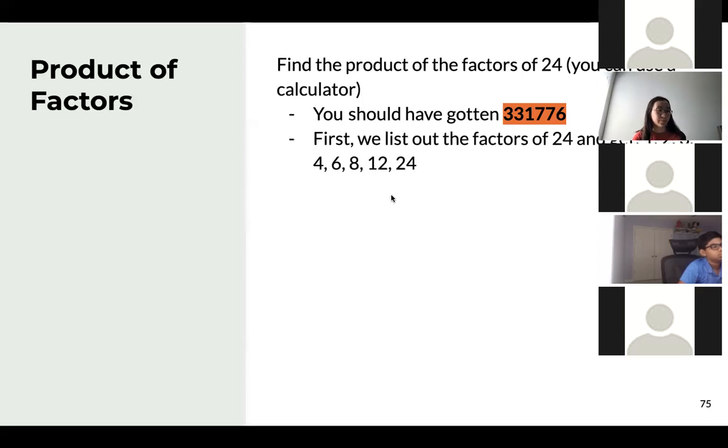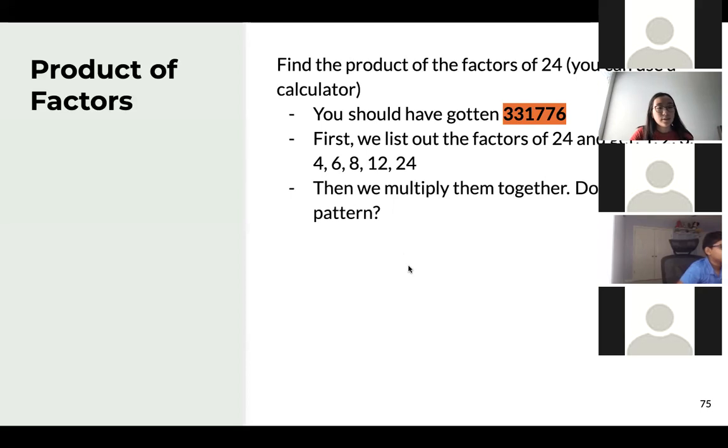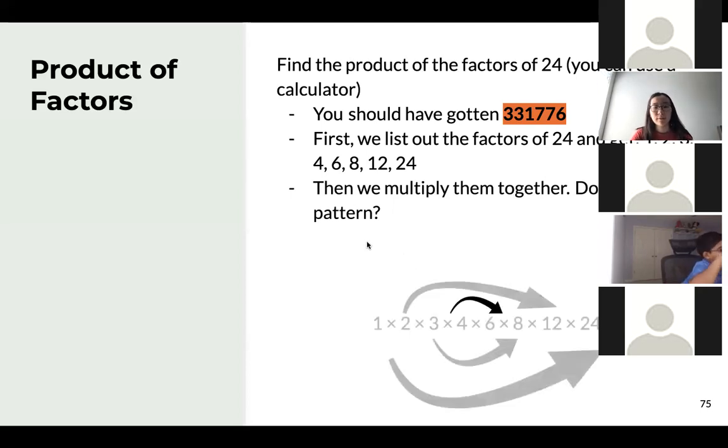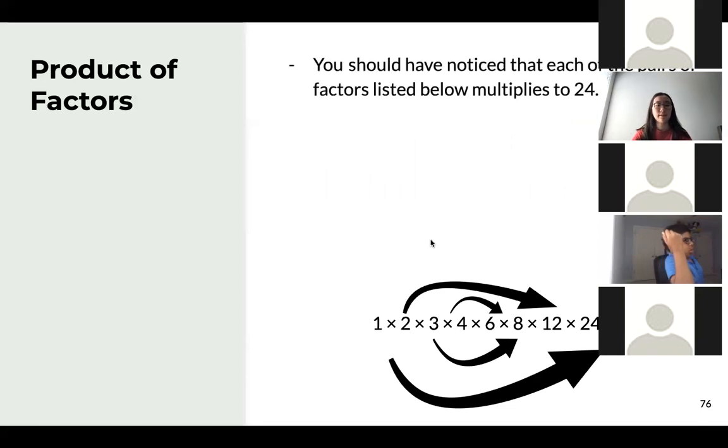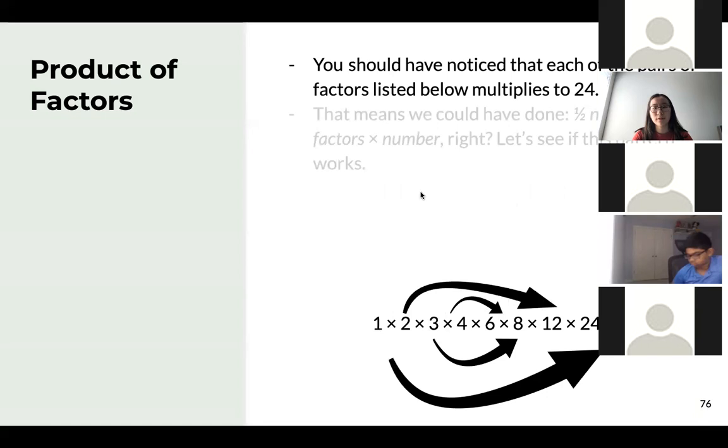Yeah, 331,776 is the correct answer. So basically you're just multiplying 1 times 2 times 4 times 6 times 8 times 12 times 24. So we're going to multiply together, and maybe you see a pattern. So you can see that each of the pairs of factors here multiplies to 24 itself. So 1 times 24, 2 times 12, 3 times 8, 4 times 6.